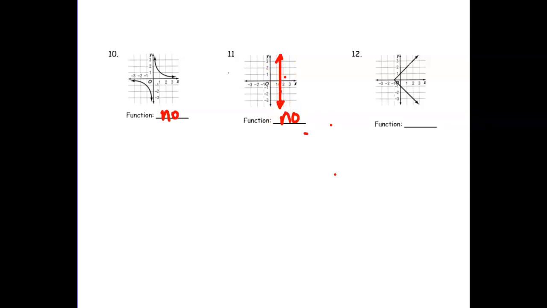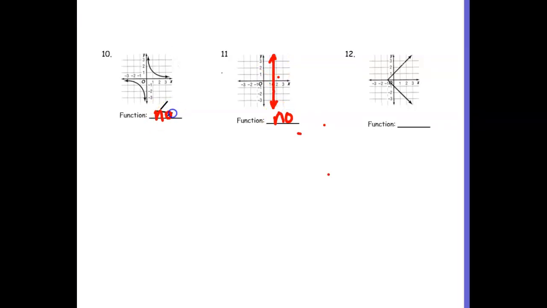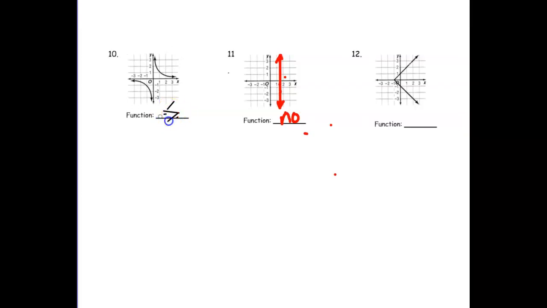Okay, I'm sorry, going back to number 10. I made a mistake there. It passed the vertical line test, so it is a function. If you notice, we can never go through it. I don't know why I wrote that down. So I can never go through more than 1 point, so this would be a function right here, yes.